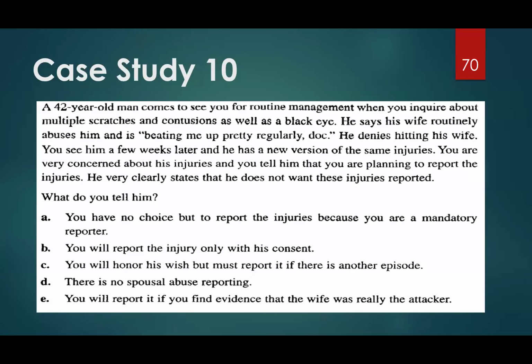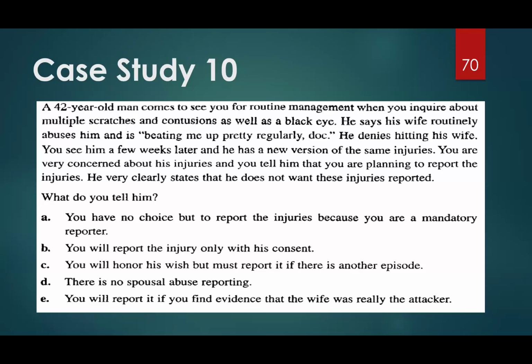A: You have no choice but to report the injuries because you are a mandatory reporter. B: You will report the injury only with his consent. C: You will honor his wish, but must report it if there is another episode. D: There is no spousal abuse reporting. E: You will report it if you find evidence that the wife was really the attacker. What is the best choice here?